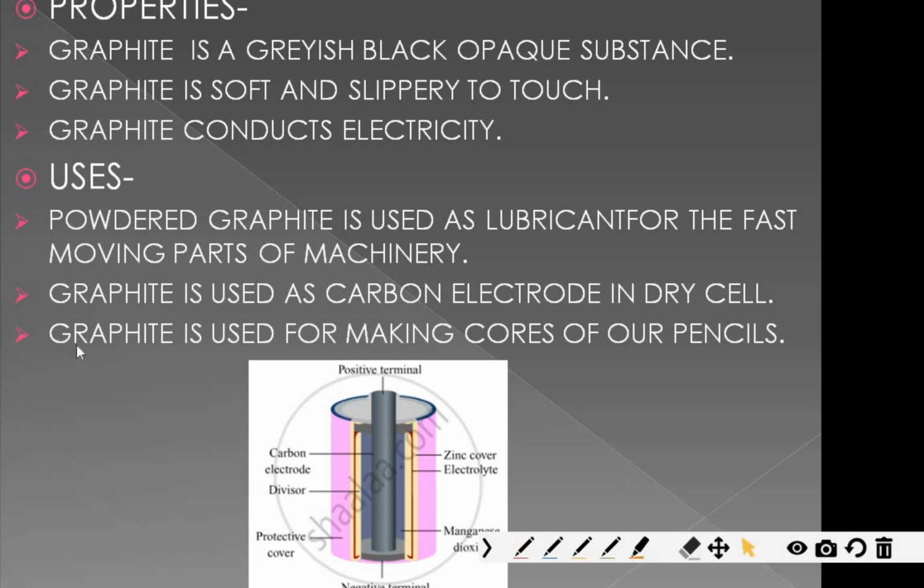Okay, now graphite is used for making cores of our pencil. The pencil you use in your daily life, the core of this pencil is made of graphite.